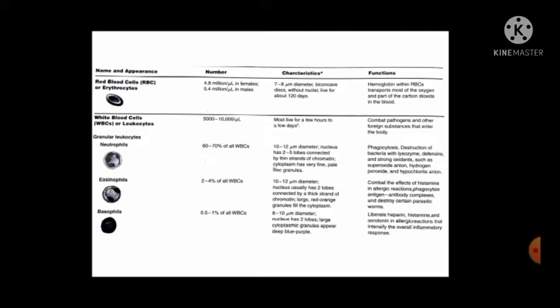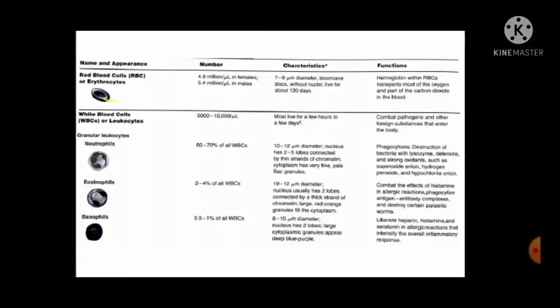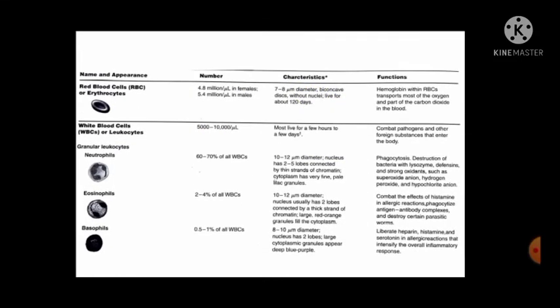Characteristics of RBCs include a 7 to 8 micrometer diameter, biconcave, disc-like shape, and no nuclei. It is very important that RBCs are without nuclei, and their lifespan is about 120 days. Function: RBCs contain hemoglobin, which transports oxygen to the whole body, and part of the carbon dioxide in the blood is also transported by the RBCs.